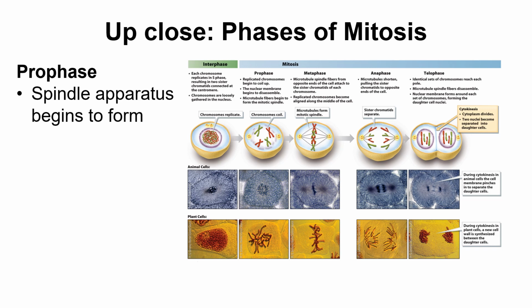What happens in prophase is that the spindle apparatus begins to form. Also, the nuclear envelope begins to disappear, and the last thing is that chromosomes begin to coil up.